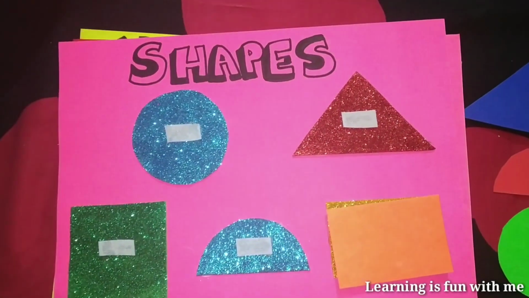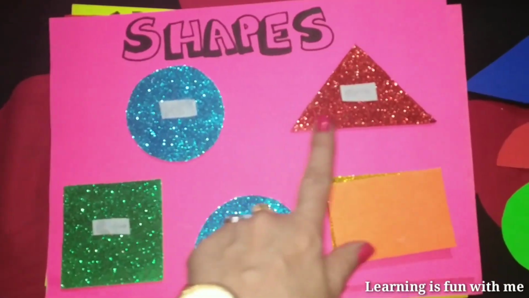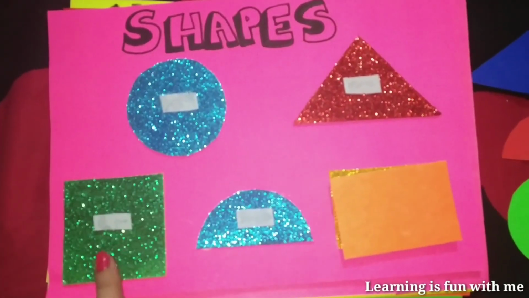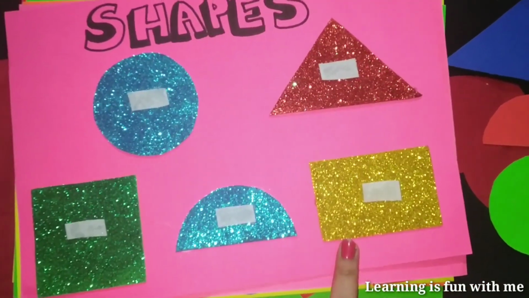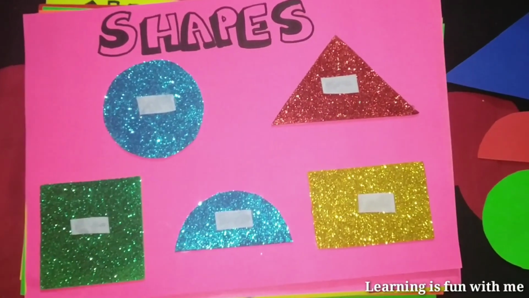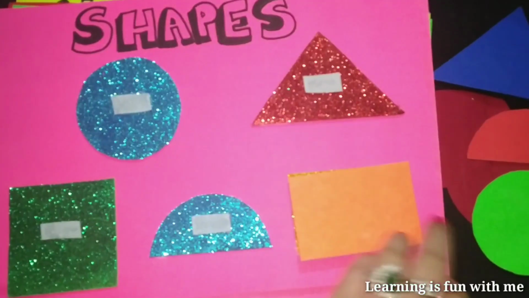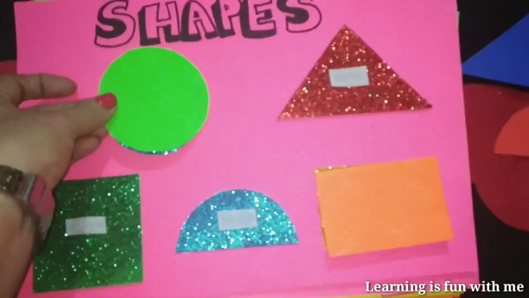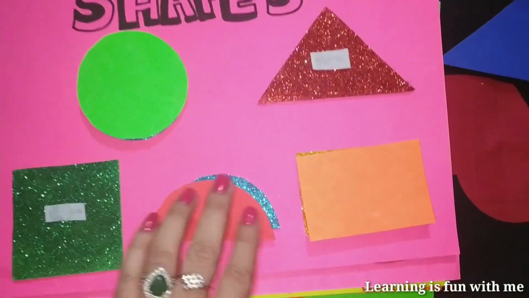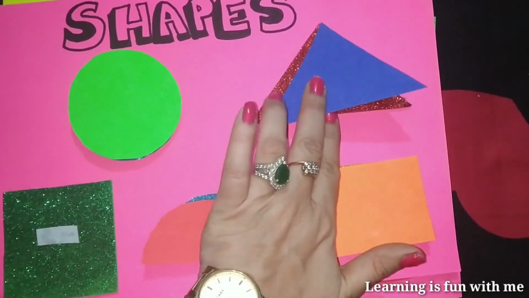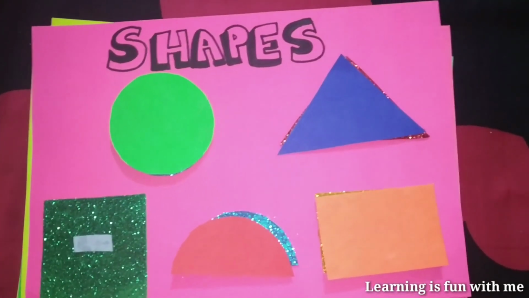So the next sheet is related to shapes. Different shapes are there. The child will recognize shapes like circle, triangle, rectangle, square, semicircle. So the child will identify and put the same shape on it. Like this is a rectangle, then this is a circle, then this is a semicircle, so triangle. So like this he will match the same shapes.